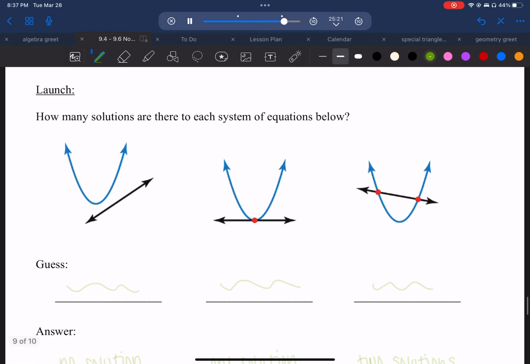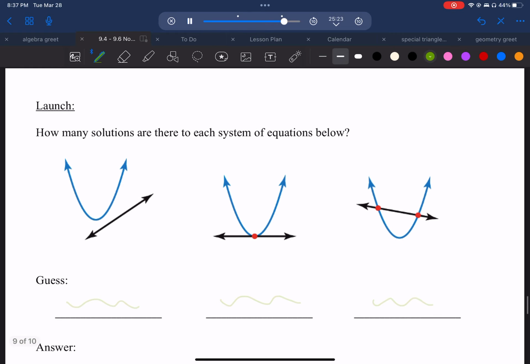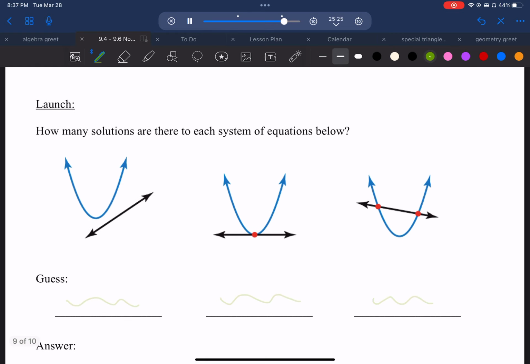So pause me and take a moment and think about how many solutions you think there are to each of the system of equations below. So these are nonlinear systems of equations. These will be with a parabola and a line. And you may have seen this on Tuesday when Ms. Perrong started mentioning EOC stuff.